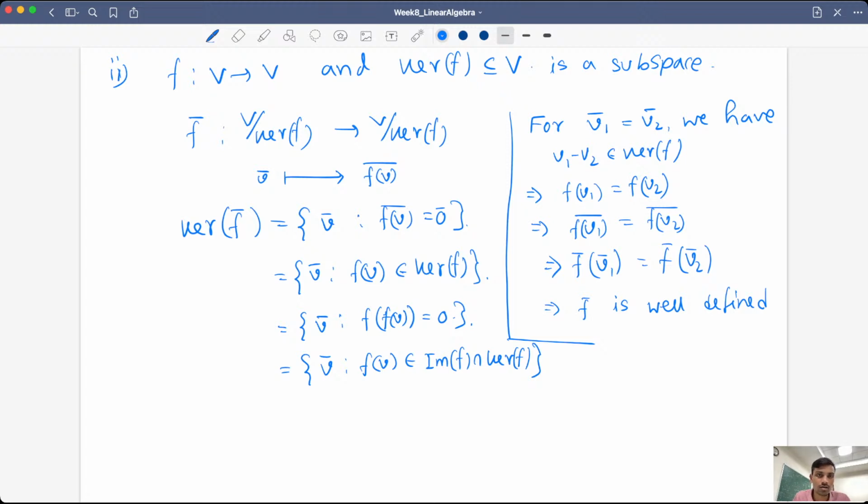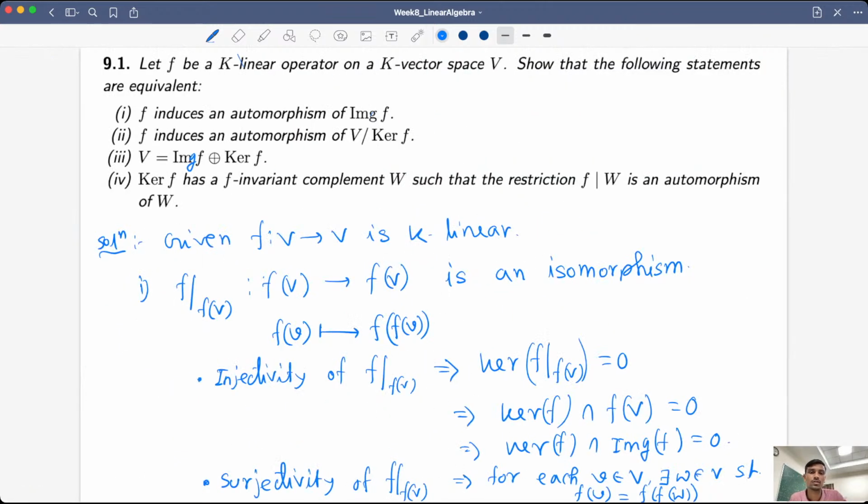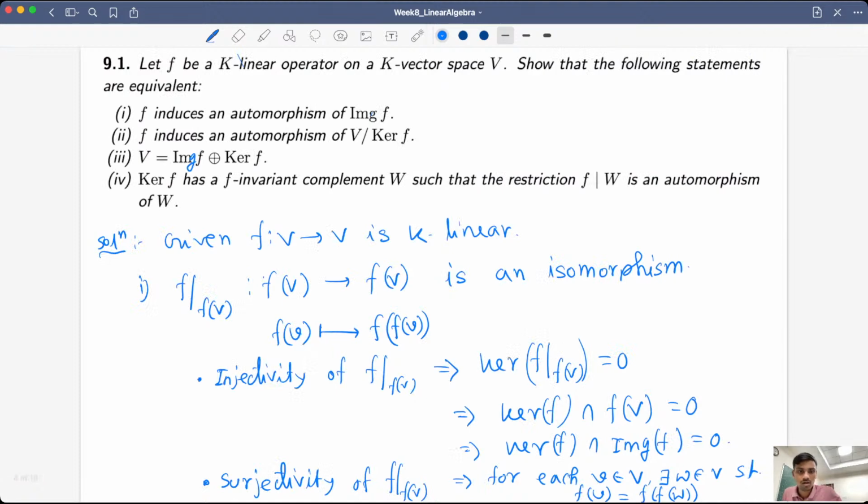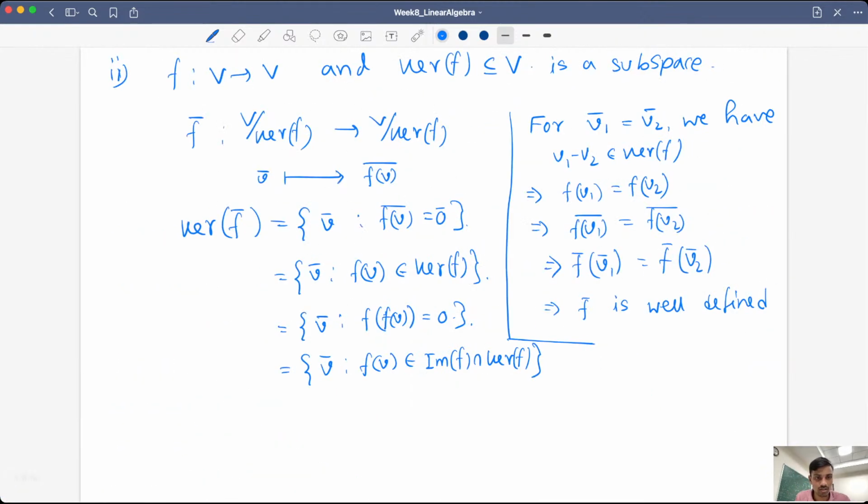And what will be the inverse image I should take? Suppose I take any v mod kernel f, then I should use the surjectivity here, right? Suppose I consider v bar, then I should get a w such that f of w bar equals v bar, but that is again true by this surjectivity. Okay, so now let us assume the first one. So 1 implies 2.